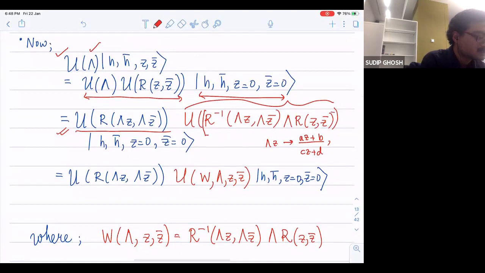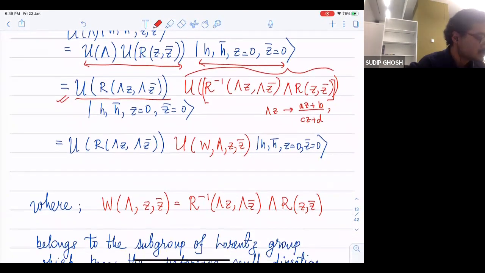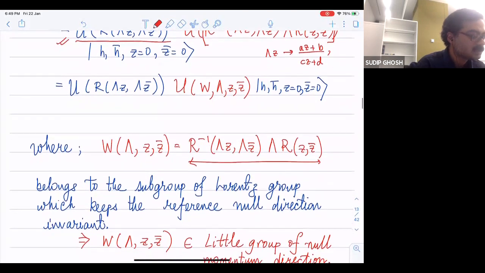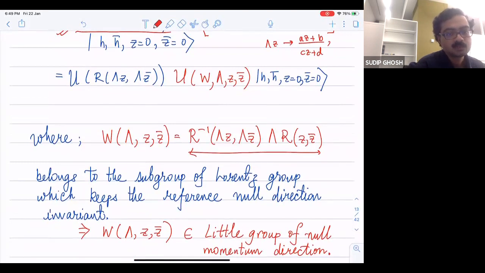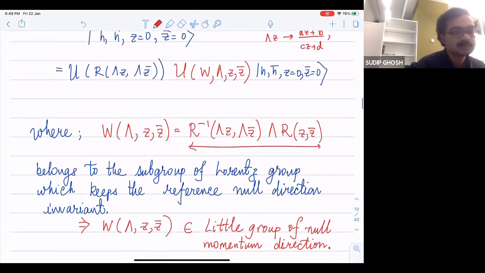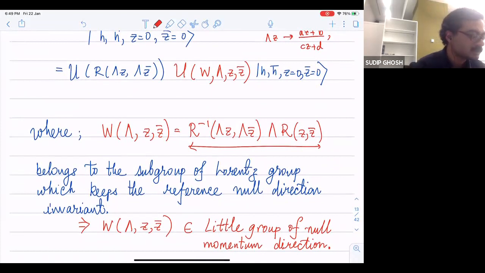Okay. So now basically this object also implements some Lorentz transformation, and I'm going to give it a name, and we are going to call that w(Λ, z, z̄) = R⁻¹ Λ R. Okay. So now what is this object? This object belongs to the subgroup of the Lorentz group which keeps the reference null direction invariant. And therefore this immediately suggests that this w should have something to do with the little group for massless particles.